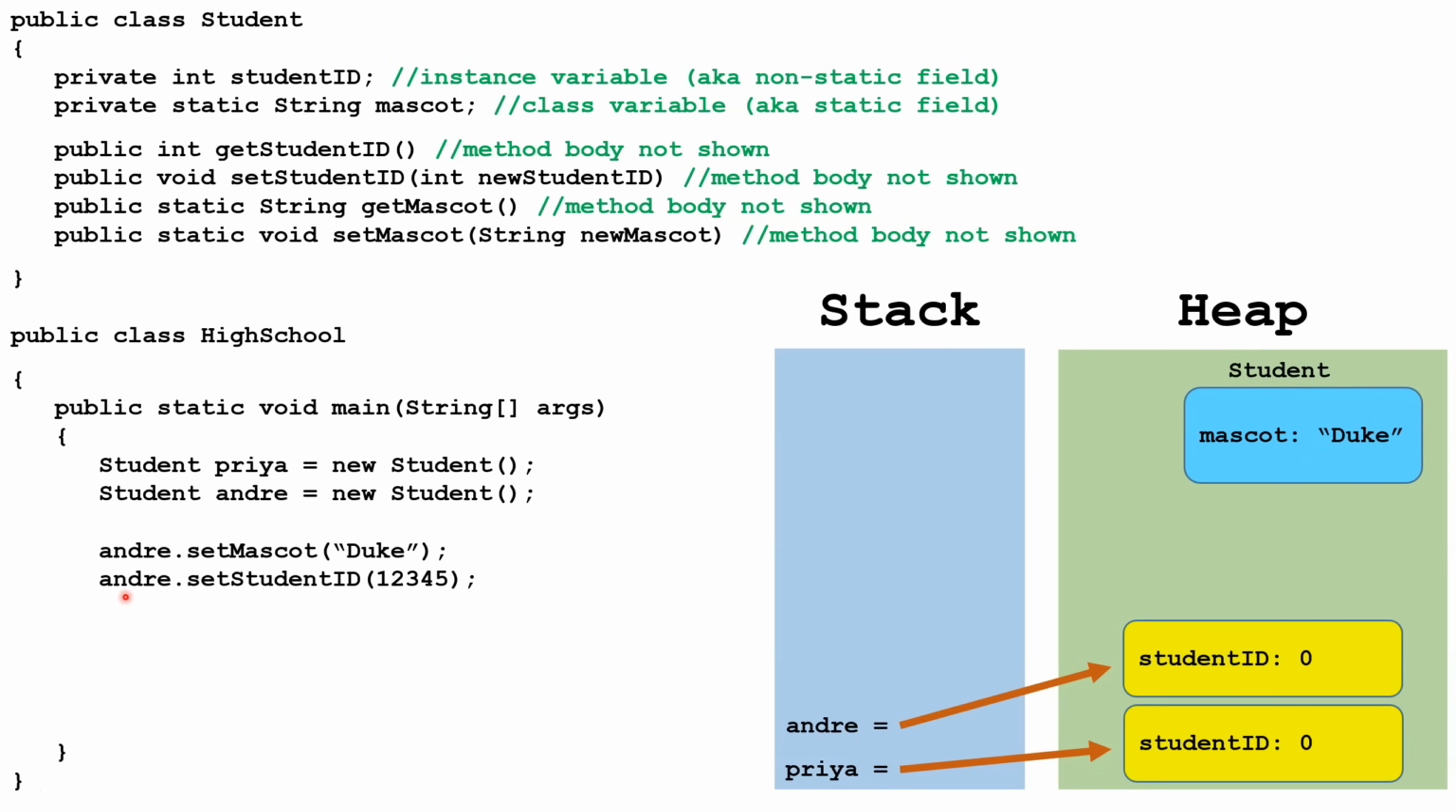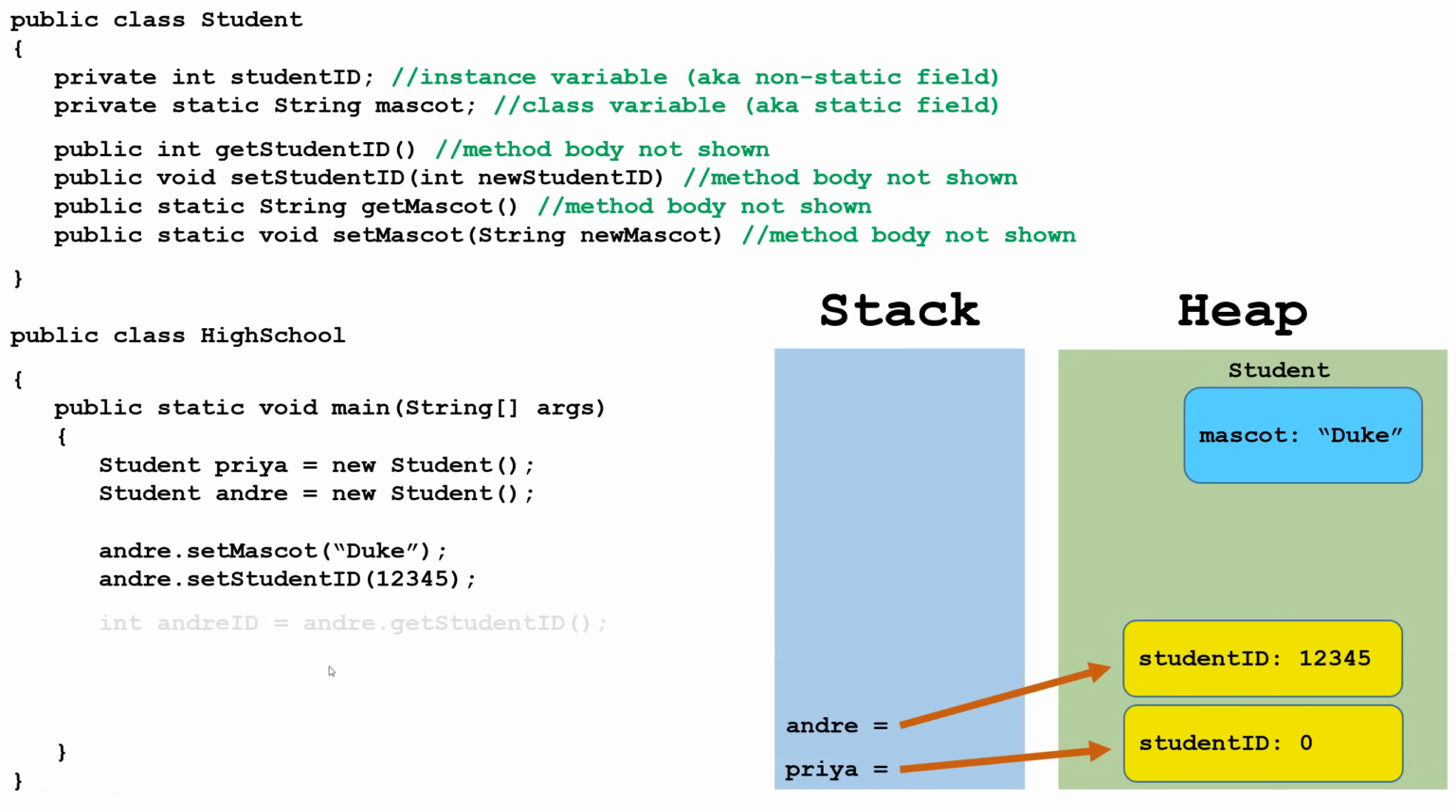Next, we're going to call Andre.setStudentID. SetStudentID is a non-static method, so we would have to call it from an instance. We'd have to call it from either Andre or Priya. So we're going to set the student ID of the object Andre is pointing at to 1, 2, 3, 4, 5.